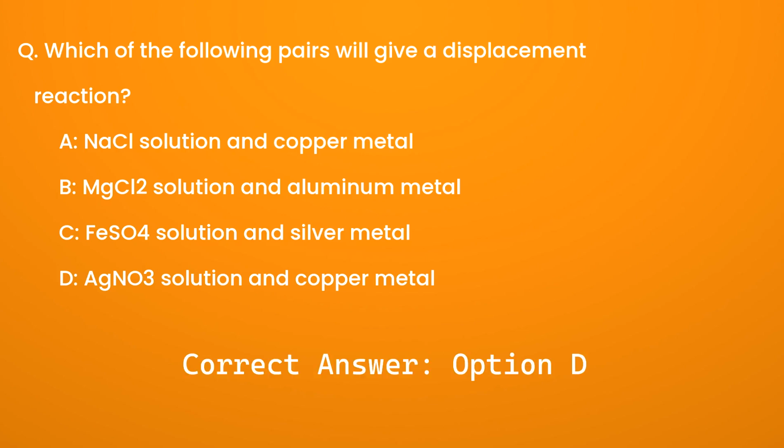The correct answer is option D, which is AgNO3 solution and copper metal. Copper can displace silver from silver nitrate solution, resulting in a displacement reaction.